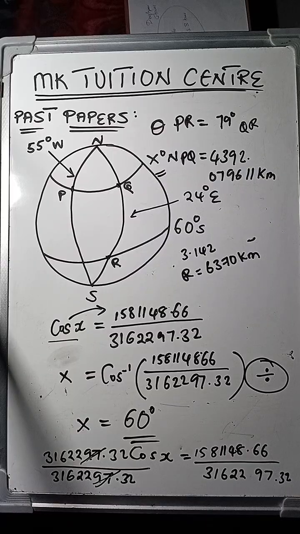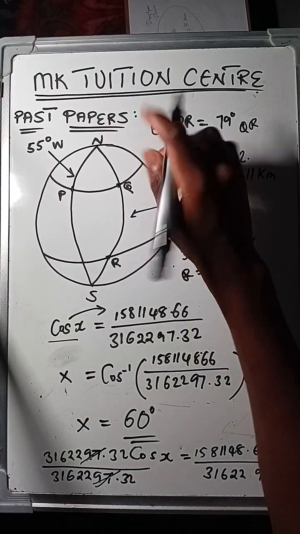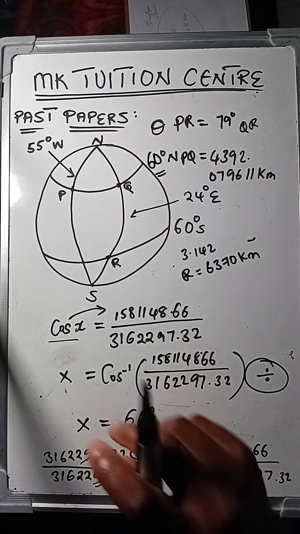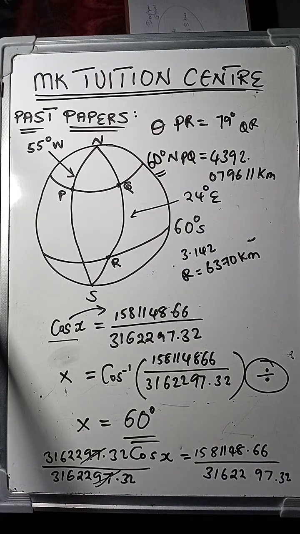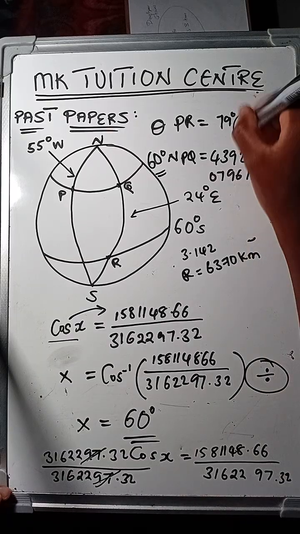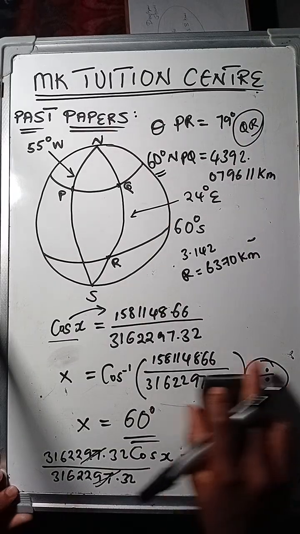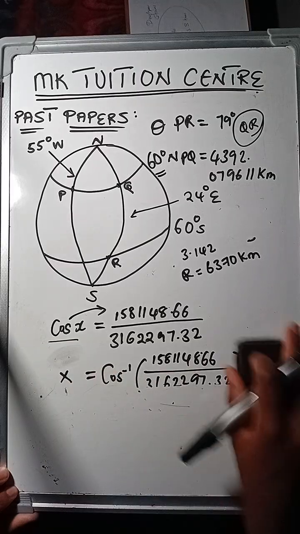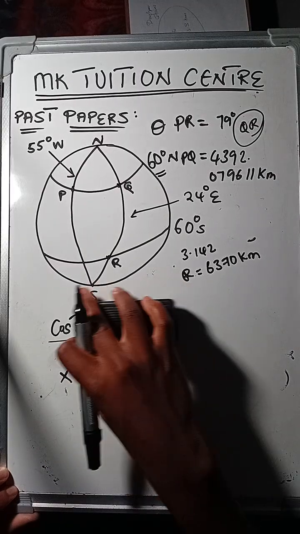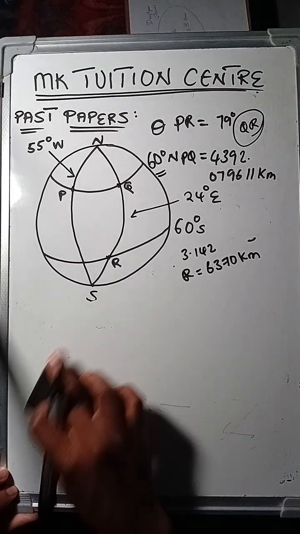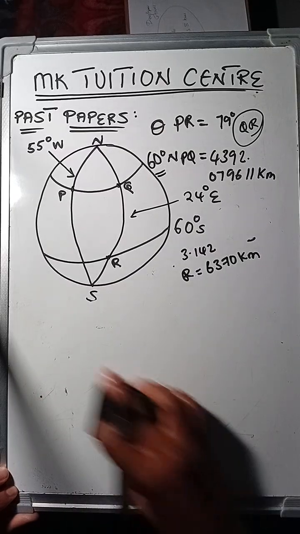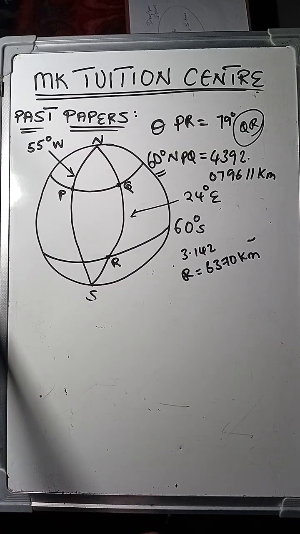All right, so that is how we find the value of x. So here we now have 60 degrees north. Okay, now that is x. Let's go to the last one, which is C. We're told to find the distance QR. Let's find the distance QR.